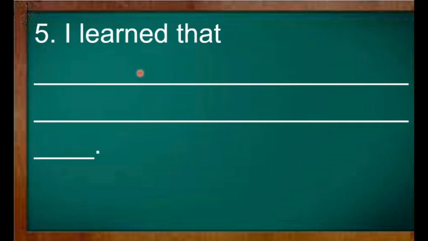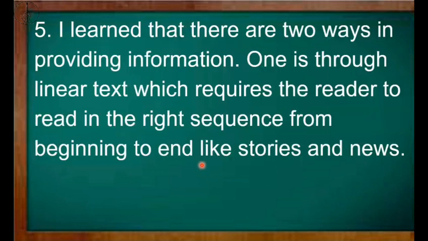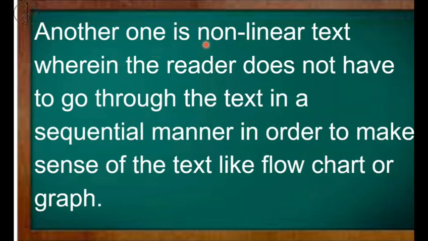Okay, number 5. I learned that, okay, be ready to jot down the idea here. I learned that there are 2 ways in providing information. One is through linear text, which requires the reader to read in the right sequence from beginning to end, like stories and news. And then another one is nonlinear text, wherein the reader does not have to go through the text in a sequential manner in order to make sense of the text, like flowchart or graph.